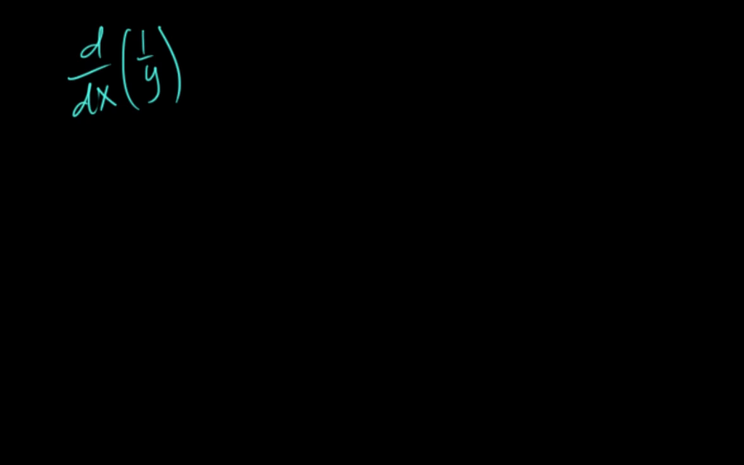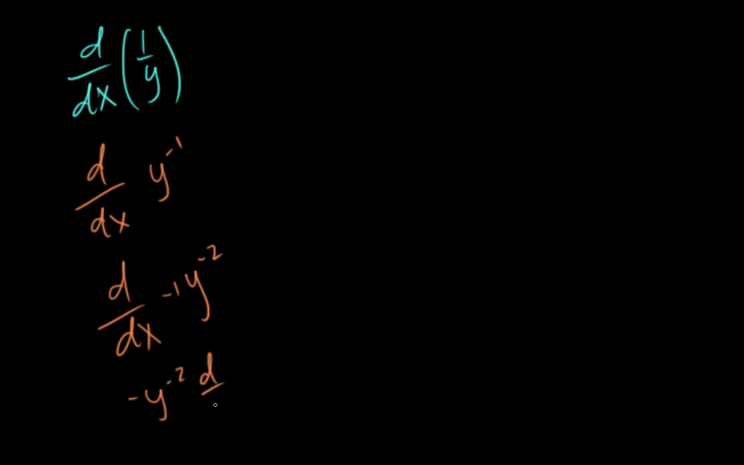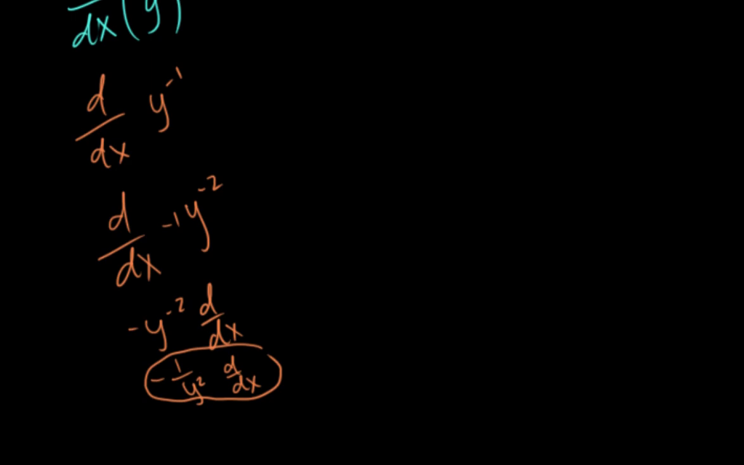and so when we do this, we're going to think of this as y to the negative 1. We're just going to do our basic algorithm. So we bring the 1 down here, y to the negative 2. So we get, I'm going to change this to this, and then negative 1 over y squared dx.